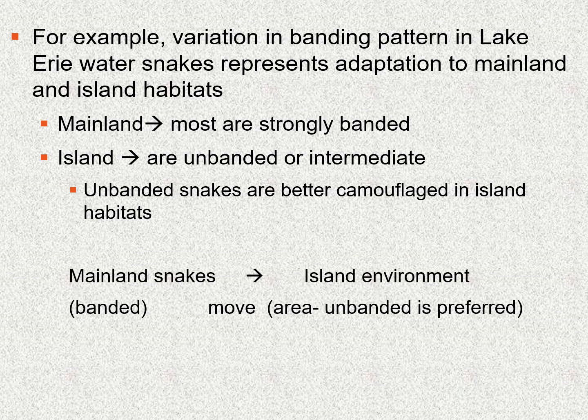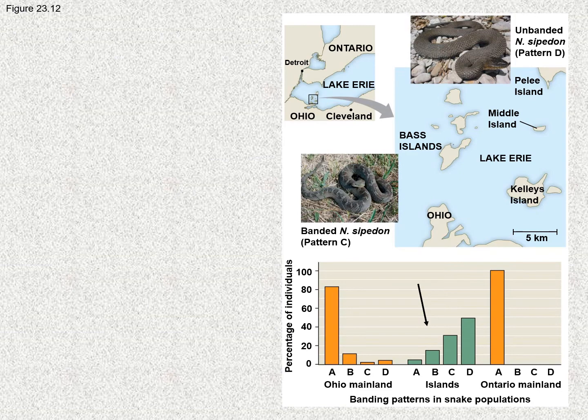If we look at some data, again, mainland snakes are banded, and in the island environment, they are unbanded. Some data show a movement from the mainland to the island. They started out banded, and then over time they mated on the island, and the unbanded seem to be preferred. Now let's look at this, A through D here. We have A, B, C, D, for each group. A represents the most banded, and D represents the least banded or unbanded.